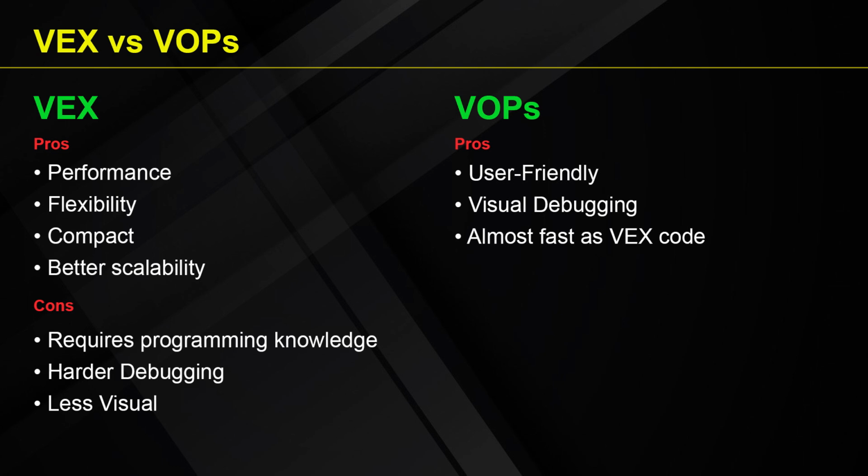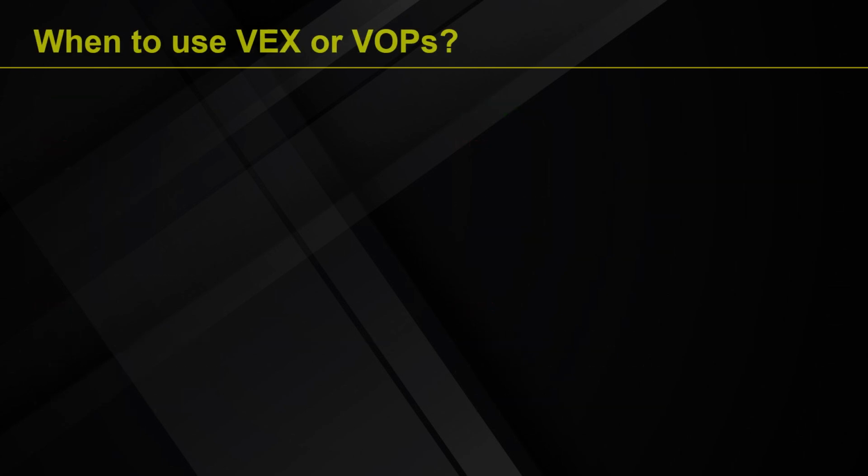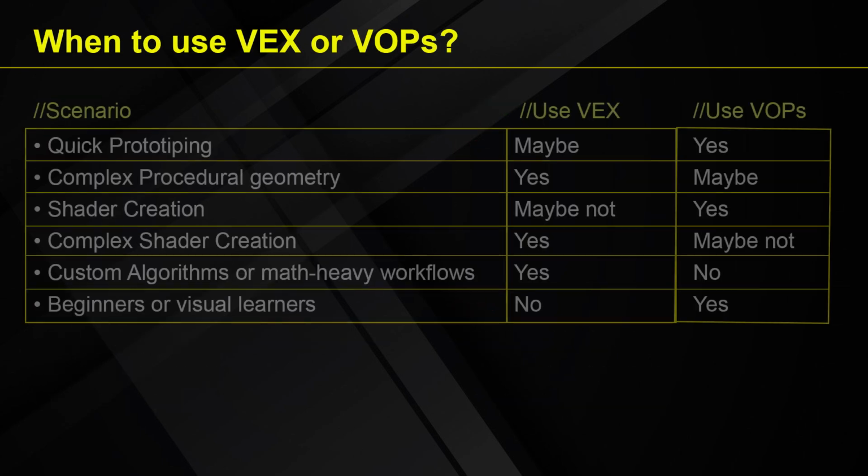However, you should be aware of some limitations. Larger VOP setups can become visually overwhelming and harder to manage, making it challenging to work with cluttered networks. While VOPs offer many tools, their customization is limited, and certain advanced features still require diving into raw VEX. Additionally, VOPs, though generally fast, can introduce minor performance overhead compared to directly written VEX, especially in large-scale or highly complex workflows. That brings us to the big question: when should you choose VOPs over VEX, and vice versa?